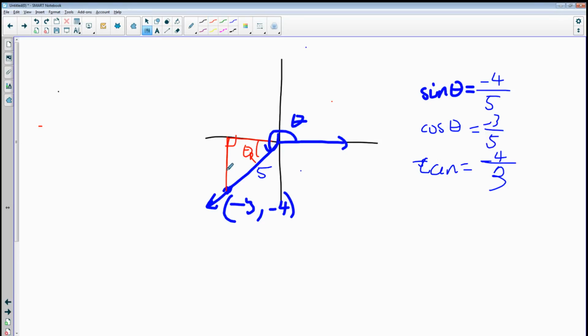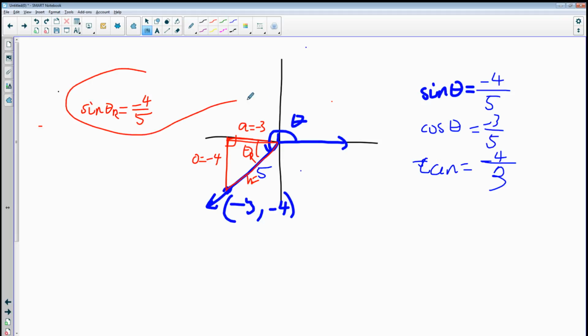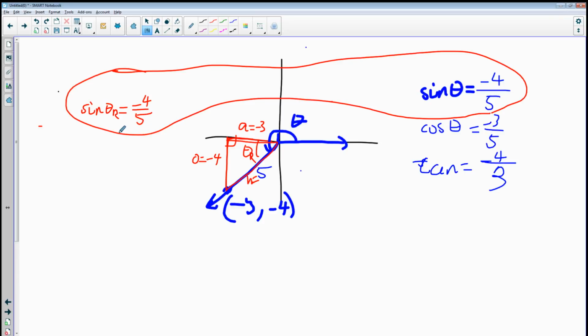Well, let's do that. Let's use the right angle triangle to find it. The red right angle triangle is right here. The opposite is -4. The adjacent is x, once again -3. And the hypotenuse is 5. So sine of the reference angle, now that I labeled it, you probably see it already: opposite over hypotenuse, -4 over 5. That's the same. Maybe that's a coincidence. You know it's not.